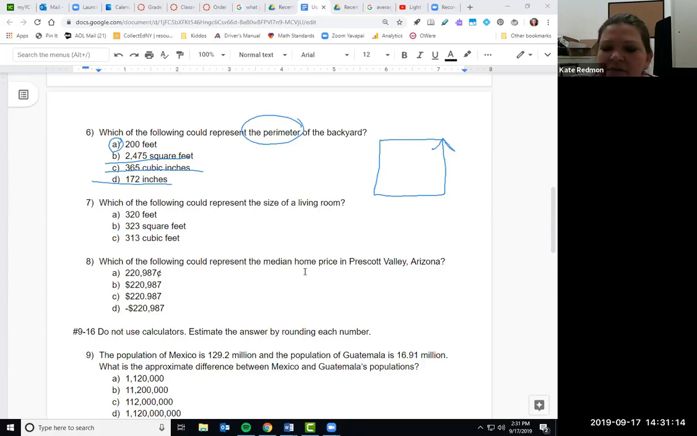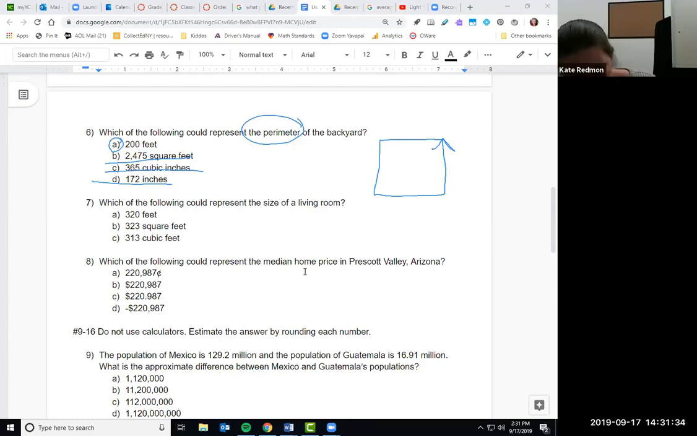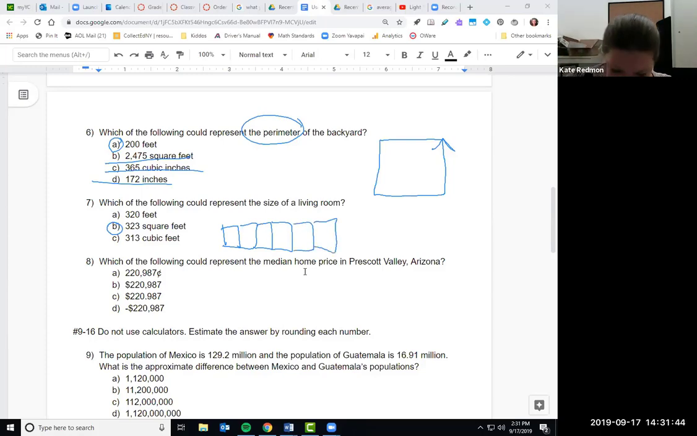So then let's take a look at 7. Which of the following could represent the size of a living room? This time my numbers are all similar, 320, 323, 313, but what's the difference here? It's in my units. Feet, square feet, or cubic feet. What would I measure the size of my living room in? Square feet. Yep. Square feet is the number of squares that would cover up a two-dimensional space. I know your living room isn't two-dimensional, but we're talking about the floor when we count how big it is. We look down at the floor, we see how many squares cover it up. 323 square feet would be the size of a living room. Wonderful. Is anybody mad at me?